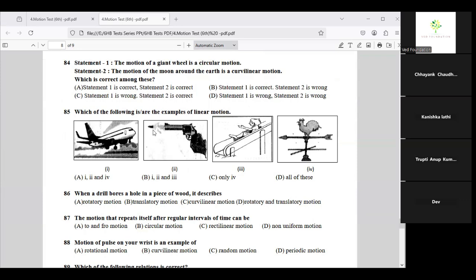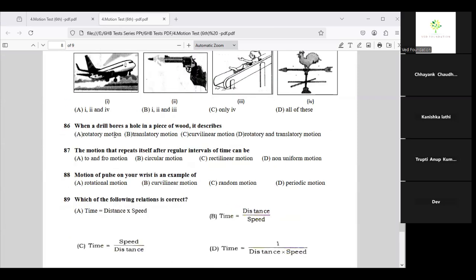Motion of bullet fired from gun, that is also linear motion. Motion of a girl sliding down a slide, that is also linear motion. But motion of wind vane, this is wind vane, that is rotatory motion. So the correct answer is 1, 2 and 3 are examples of linear motion. So option B is correct.